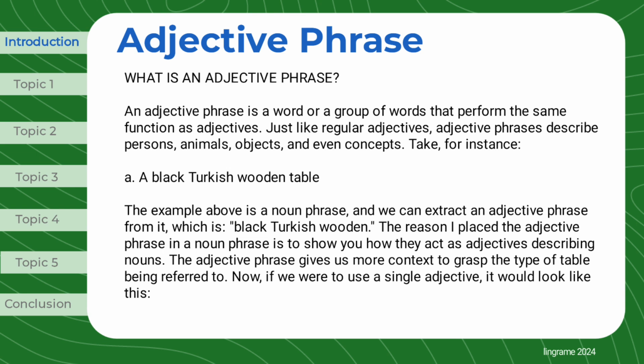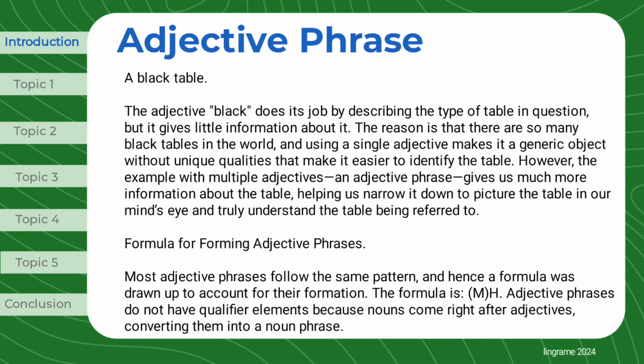Now, if we were to use a single adjective, it would look like this: a black table. The adjective black does its job by describing the type of table in question, but it gives little information about it. The reason is that there are so many black tables in the world, and using a single adjective makes it a generic object without unique qualities that make it easier to identify the table. However, the example with multiple adjectives, an adjective phrase, gives us much more information about the table, helping us narrow it down to picture the table in a mind's eye and truly understand the table being referred to.